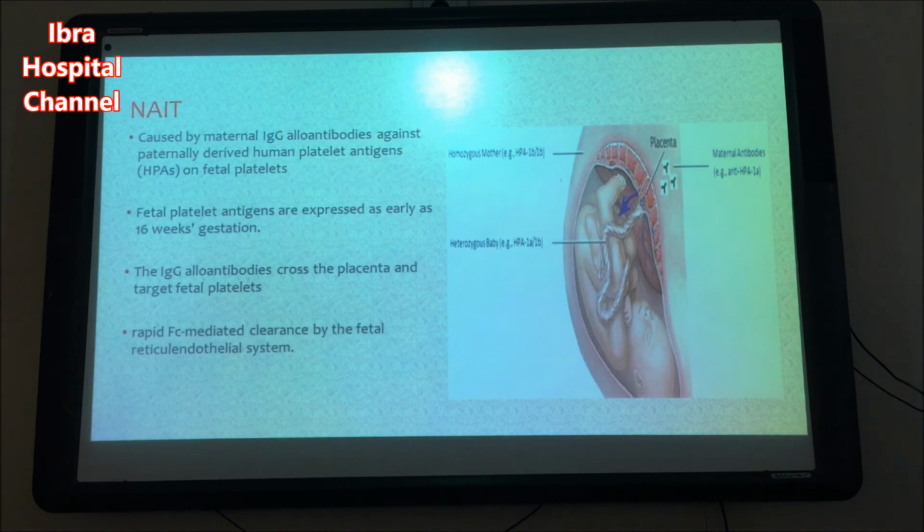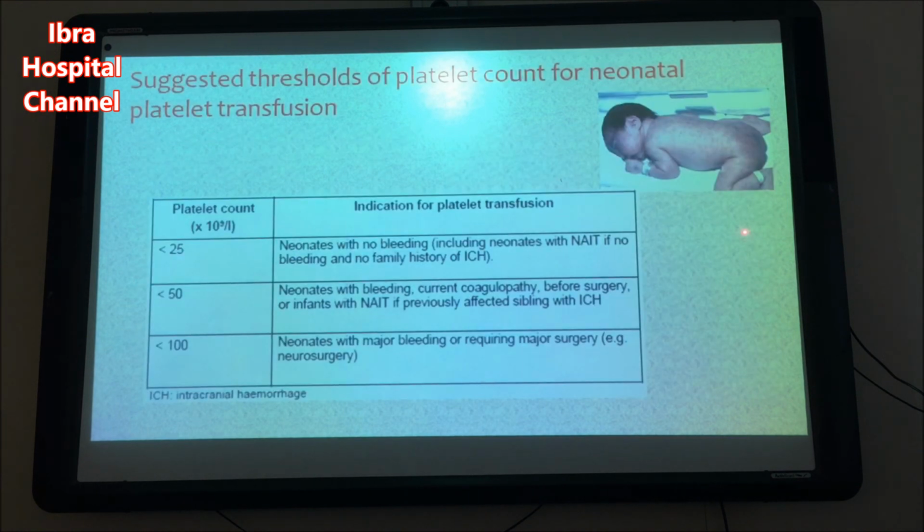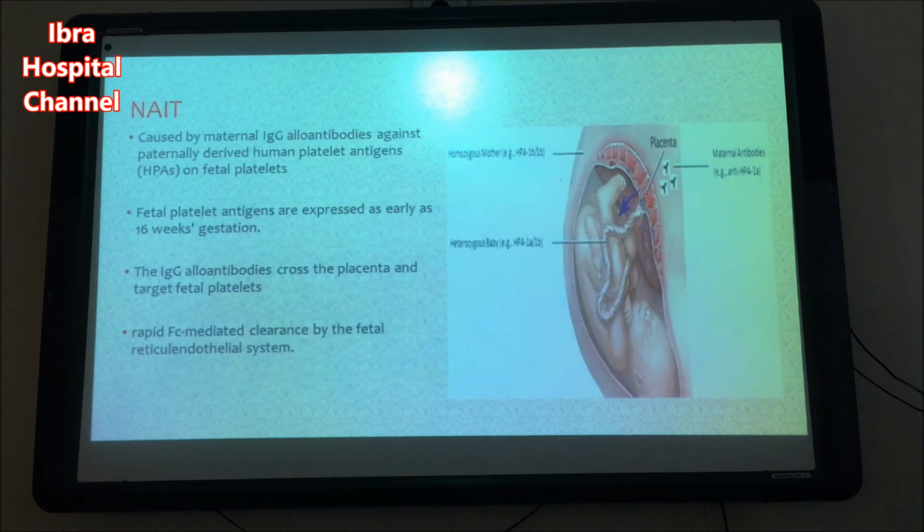NAIT is a very important topic, and it's one of the important differential diagnoses. If the baby is born like this, in the first day, and he has all these ecchymotic hemorrhage dots, you have to consider NAIT unless proven otherwise. This is usually due to antibodies produced from the mother that attack the platelets in the child and destroy all his platelets. The risk is, of course, that the child can develop intracranial hemorrhage, and usually if this is very severe, you cannot do anything about it because the baby will be born already having intracranial hemorrhage.